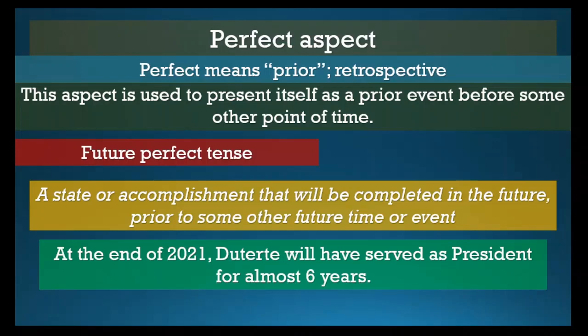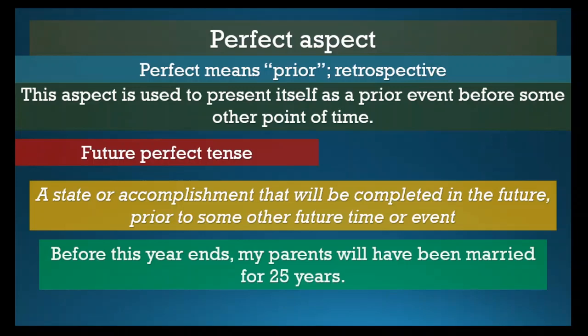Now let's have another example, shall we? Okay, before this year ends, my parents will have been married for 25 years. Which is the future event? Correct. It's the clause "before this year ends." But before this future event, a prior state or accomplishment, which is to be married for 25 years, will be realized or will happen first. Right? So there's something that will happen first before another future event, that particular future event we refer to here as a simple future tense aspect.